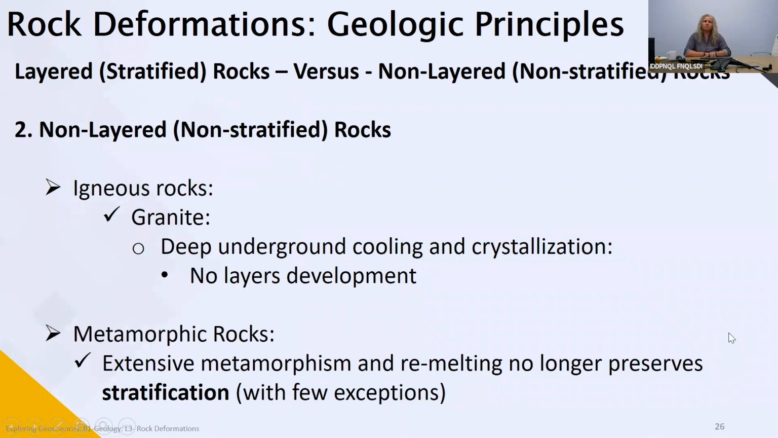If we go on to non-layered rocks now, these are mainly igneous rocks. An example would be a granite, which is formed by deep underground cooling, permitting crystallization, so nice eye-size crystals, and no layers are developed. And metamorphic rocks, where extensive metamorphism and remelting no longer preserve the stratification, with few exceptions.